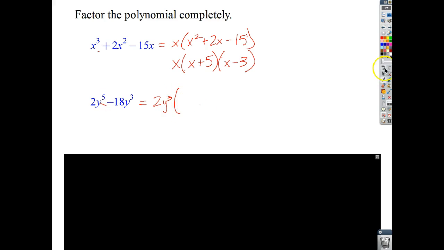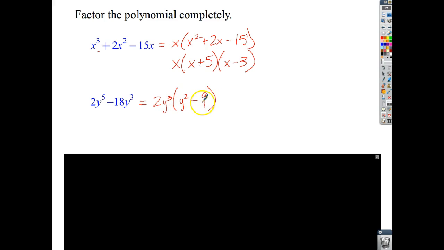My remaining piece here is going to be y squared minus 9. Right? So y squared minus 9. So let's try this. 2y cubed times y squared is 2y to the fifth. And then 2y cubed times 9 is going to give me 18y cubed. That looks right.